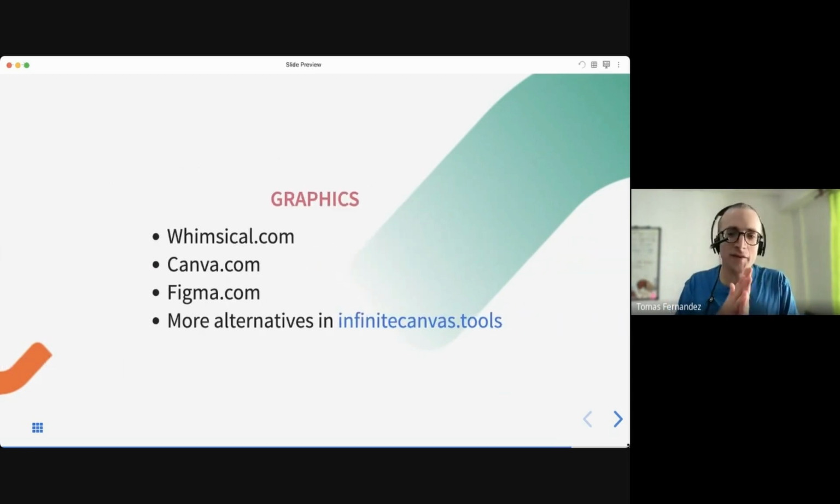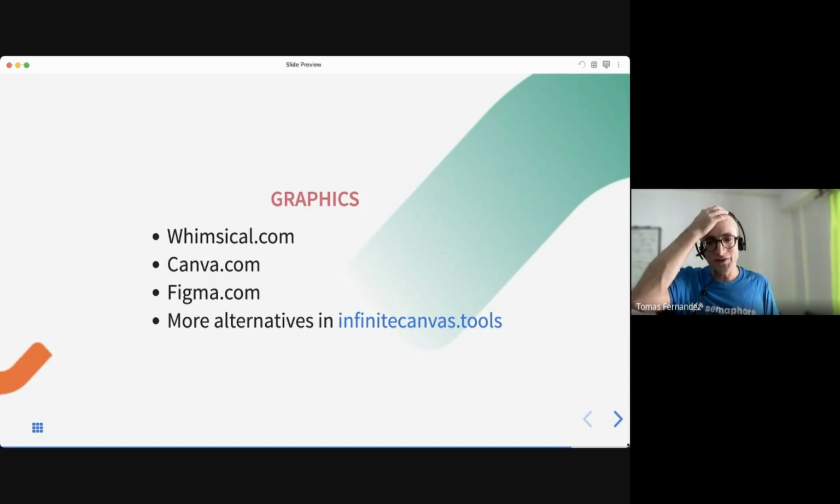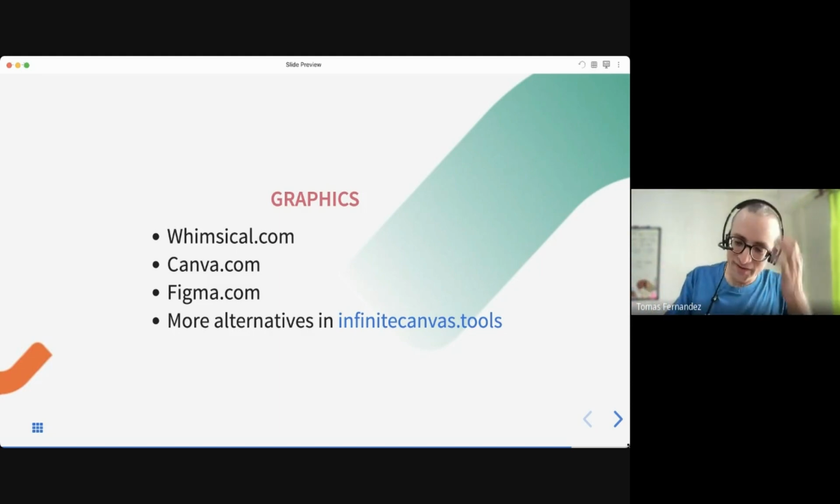Let's talk a little bit about tools. For graphics, you can use whatever graphic tools you want. I like Whimsical. There's Canva. There's Figma. There's a page with, I don't know, 1,000 more tools here in Infinite Canvas. So whatever you like to make diagrams and graphics, you can also get graphics from stock photos or unsplash.com, or maybe do something with these new DALL-E things. There are a lot of alternatives to make graphics, captions, and diagrams.